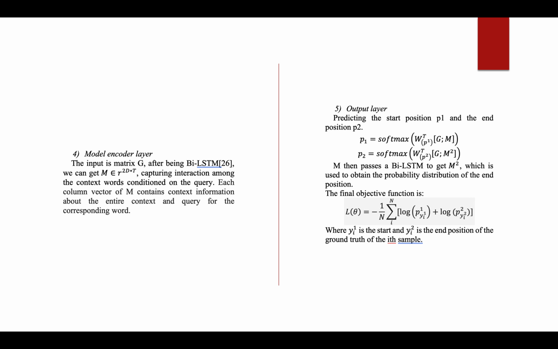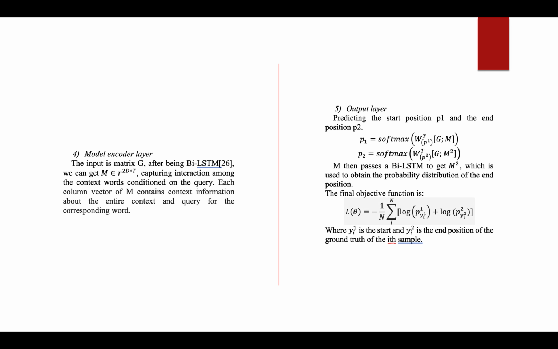The fourth layer is called the model encoder layer. The input is matrix G. After passing through the bidirectional LSTM, we get M, which belongs to dimension 2D by T, capturing the interaction among the context words conditioned on the query. Each column vector of M contains contextual information about the entire context and query for the corresponding word.